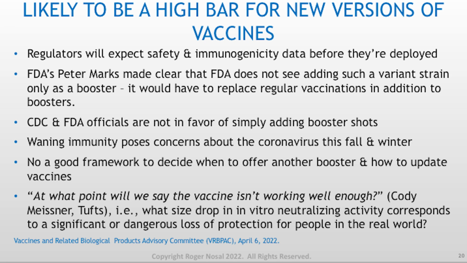Waning immunity, as Alan pointed out, poses probably the most significant concern, particularly as we're approaching the fall and winter flu season. We don't know what that's going to look like. And there's really no good framework to decide when to respond to a significant or dangerous loss of protection for people in the real world.